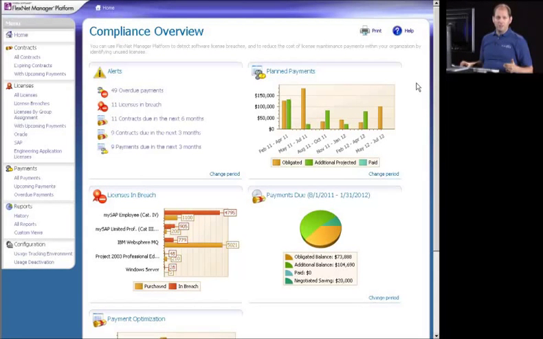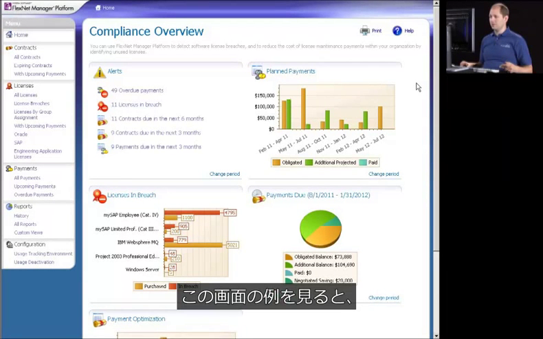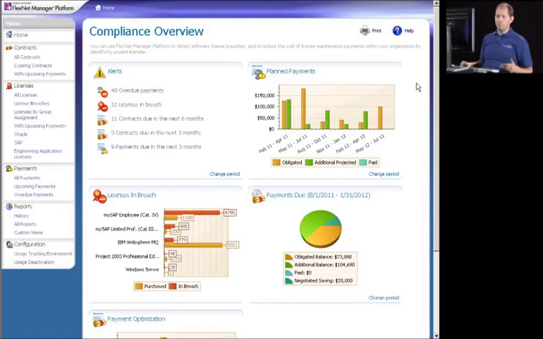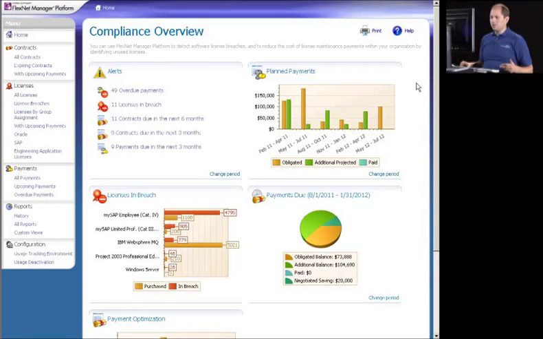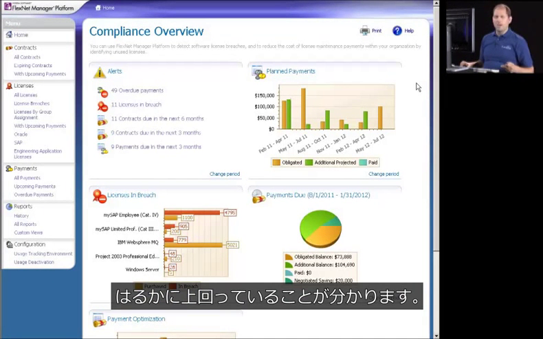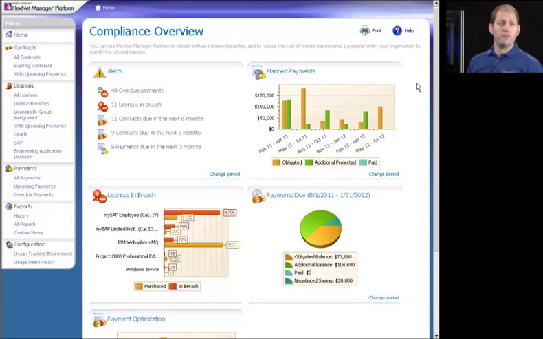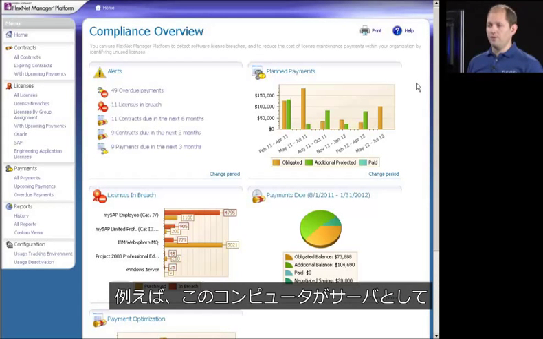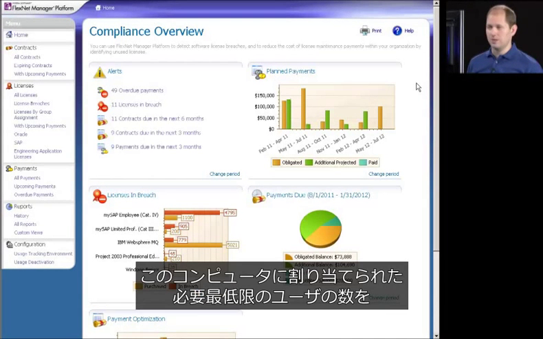Now this could be purely on numbers for volume licenses. For instance, here we've got a situation where we are using far more SAP employee-based licenses than we purchased. Or it could be a situation where the license rules don't allow us to use the licenses in the way we are using them now. That could be, for example, with Oracle, where we have servers commissioned as named user plus licenses, but they can't run with as few users as we have allocated to those licenses on the class of machine that they're running.